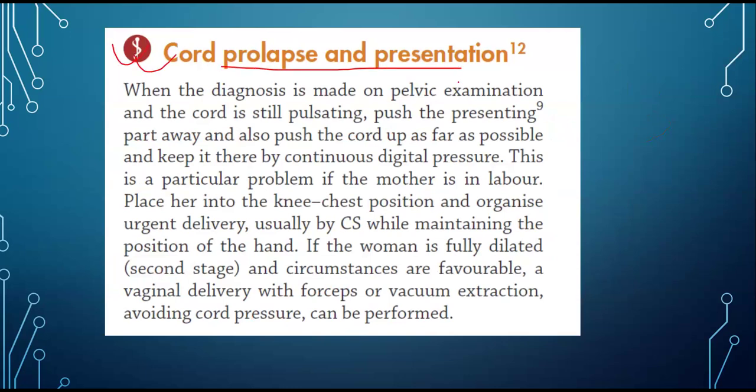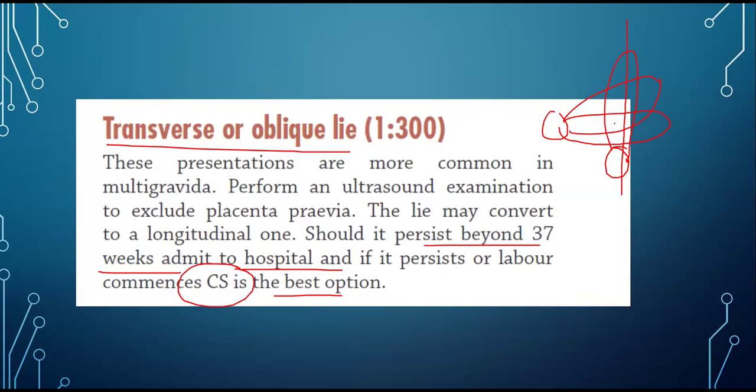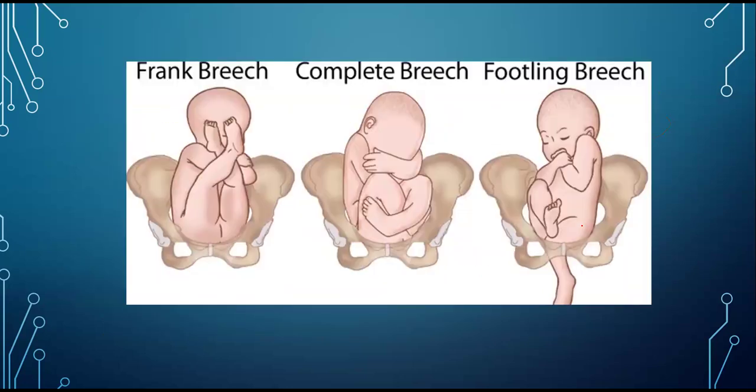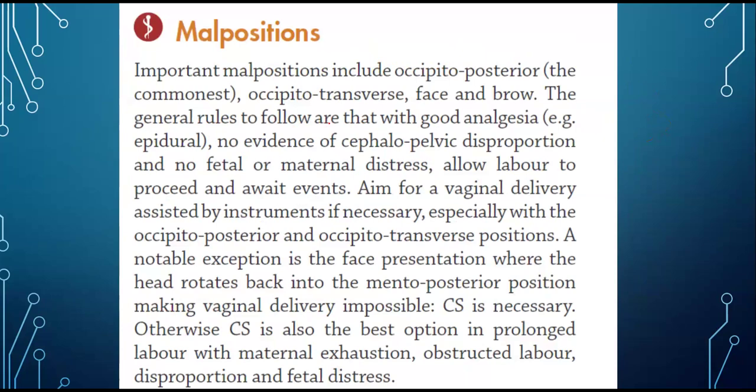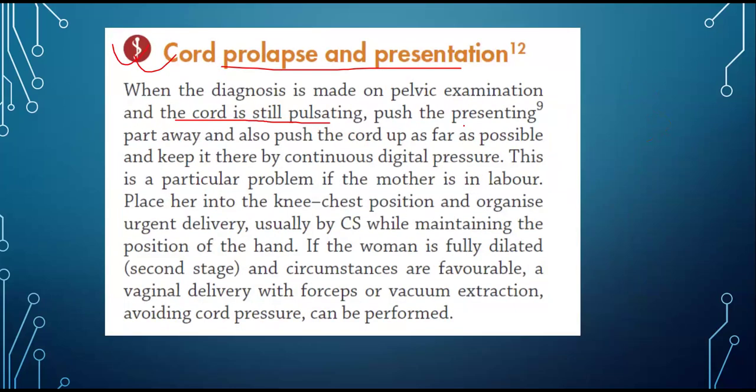Cord prolapse or cord presentation. Sometimes you can find out, especially for transverse lie patients, the cord can get prolapsed per vaginally. So when you see that the cord has prolapsed, the first thing you do is examine the cord and try to feel if it is still pulsating.